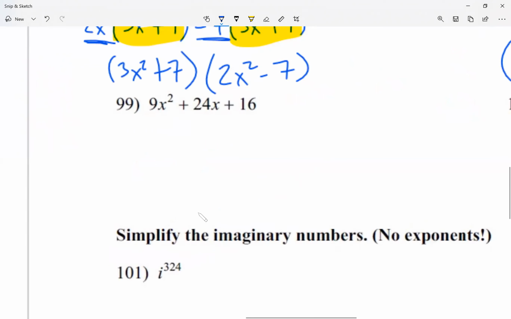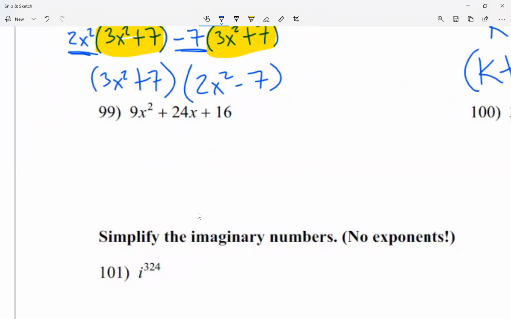Now, 99, I can do the long way. I can be thinking, all right, two numbers that when I add them are equal to 24, and when I multiply them are equal to 144, right? 9 times 16, it's going to give me how to split the middle term. But I showed you, first of all, let me check if this is a special case. I talk about special cases.